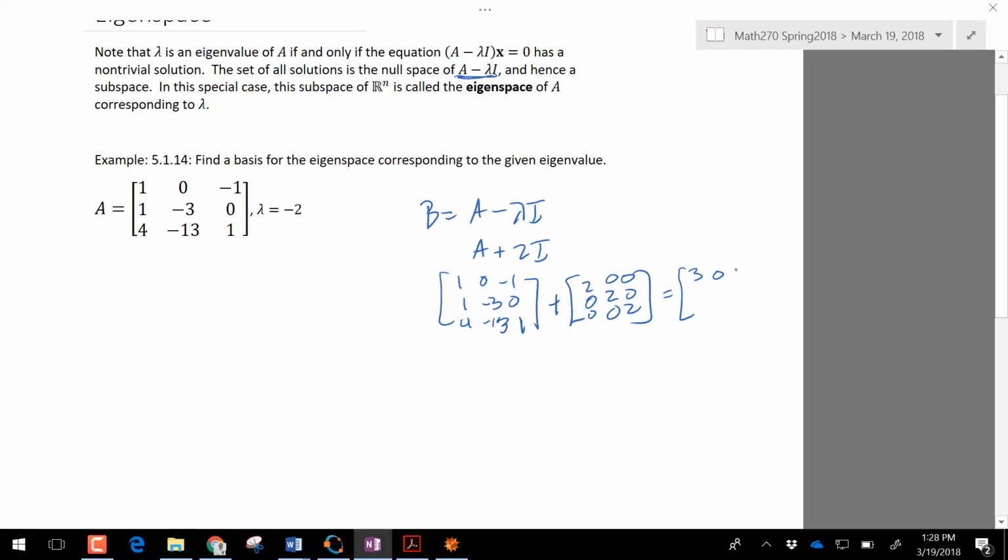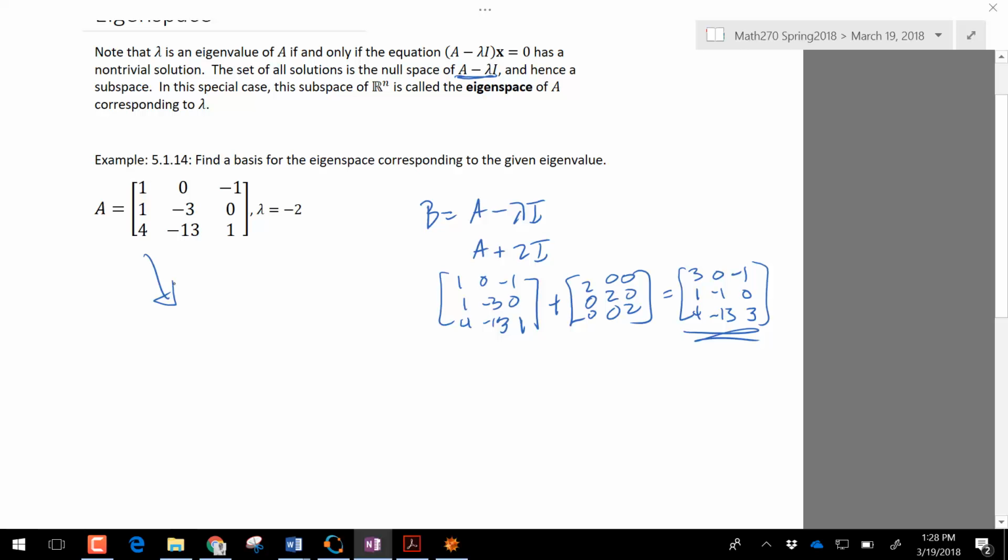added. So that's 3, 0, -1, 1, 0. Negative what? Oh, negative 1 and 0, and then 4, negative 13, and 2, 3. All right. So the null space of this is going to give us the eigenspace. So let's find the null space of that.